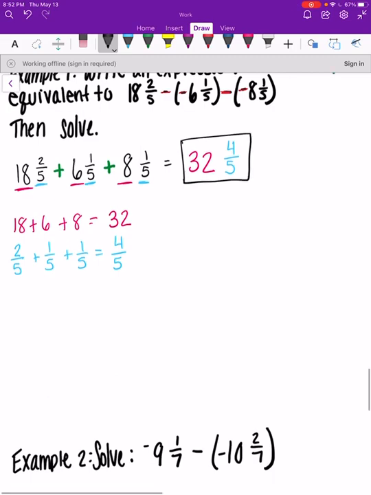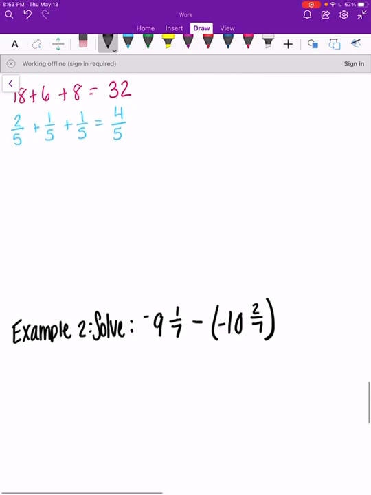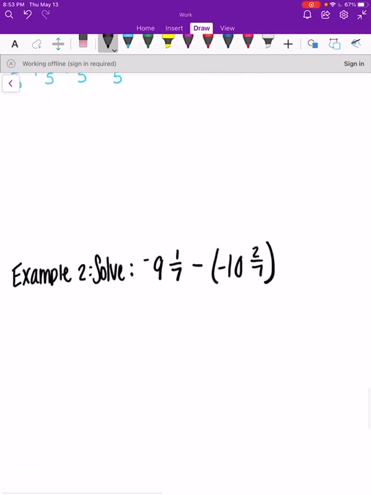We have something similar for example 2. It says solve, but this time we have a negative 9 1/7 minus a negative 10 2/7. So let's rewrite this like we did before, because we do have this double negative here. We have a minus negative 10. So I'm just going to rewrite this. Negative 9 1/7. But that double negative I'm going to write as a positive. So plus 10 2/7.